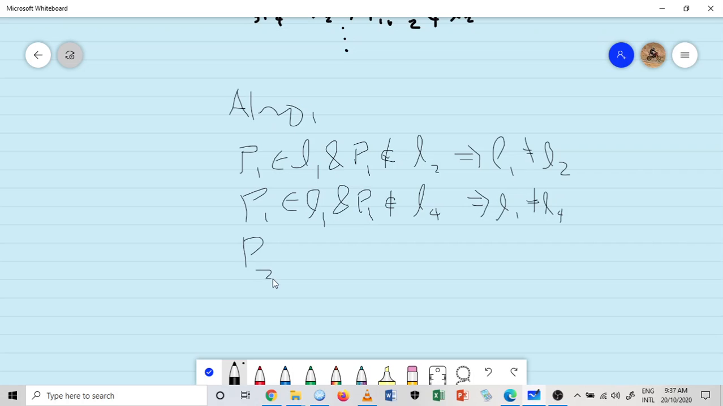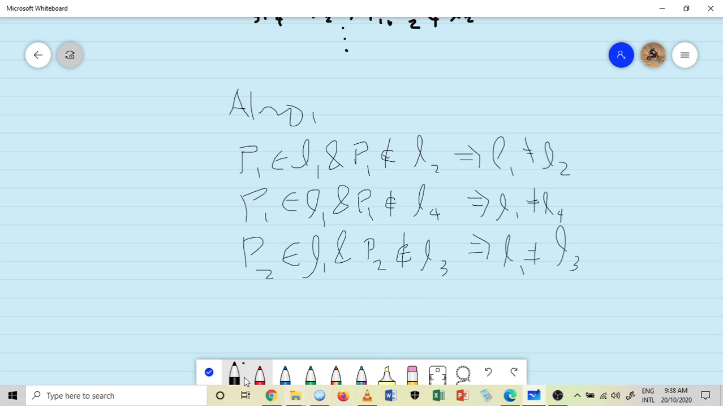So P2 is in L1, but P2 is not in L3, which means L1 is not L3.